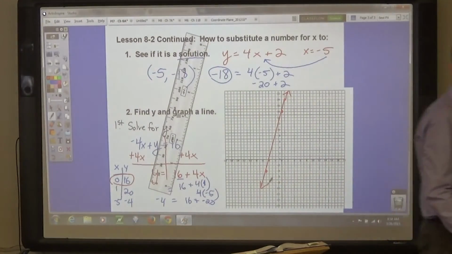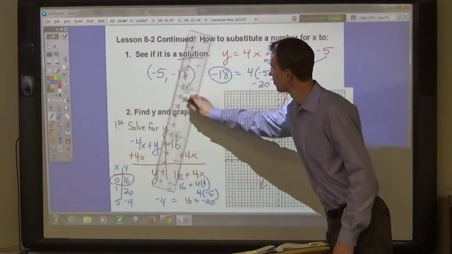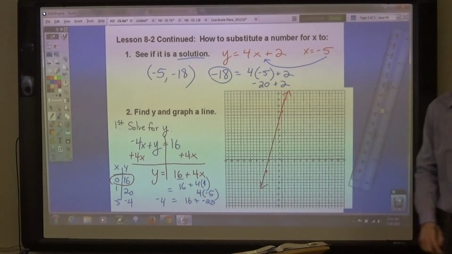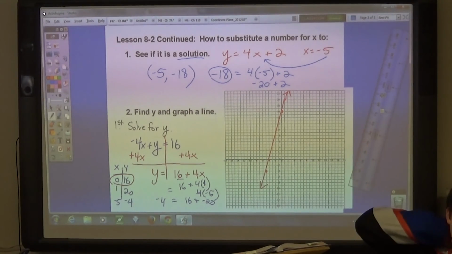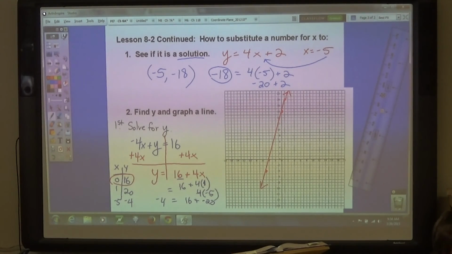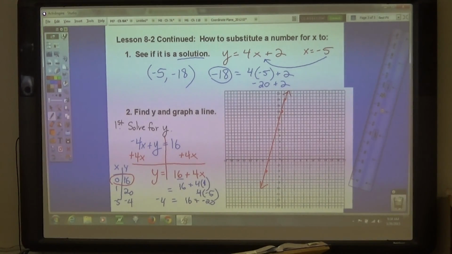Okay? Alright, so we've covered all of lesson 8.2 now. We've covered how to check a solution, or how to find a solution given a value. We have covered a couple of times how to graph equations. First, if it's already solved for y, then the first thing you should do is make a chart and choose some values. If it's not solved for y, then you need to solve it for y and get y by itself first. And then use those points to graph the line. Okay? There'll be a quiz on this tomorrow.